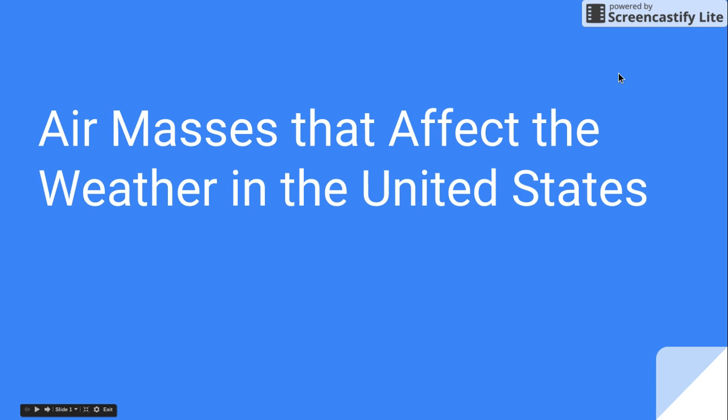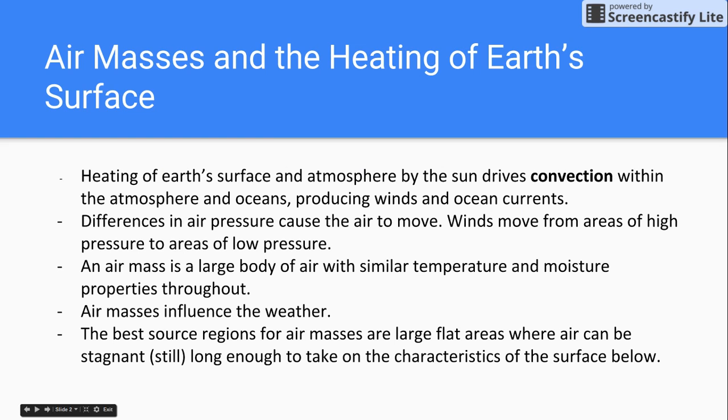Hey, 8th grade. So today we're going to start talking about air masses that affect weather within the United States. First we're going to start by talking about air masses and the heating of Earth's surface. The heating of the Earth's surface and the atmosphere by the sun drives convection within the atmosphere and the oceans, producing winds and ocean currents.